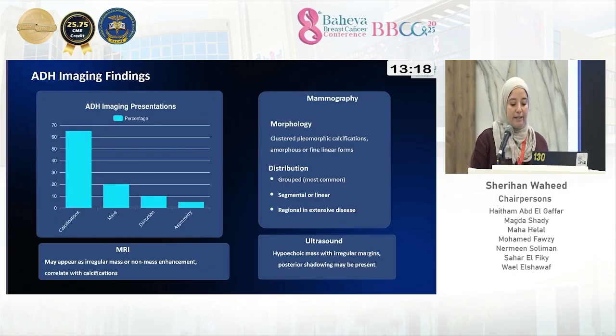The commonest presentation is calcifications, which may be pleomorphic, amorphous, or fine linear, and are more likely grouped. On ultrasound, it may appear as a hypoechoic mass with irregular margins and may show posterior shadowing. On MRI, it may appear as an irregular mass or non-mass enhancement, and this should be correlated with the calcifications.